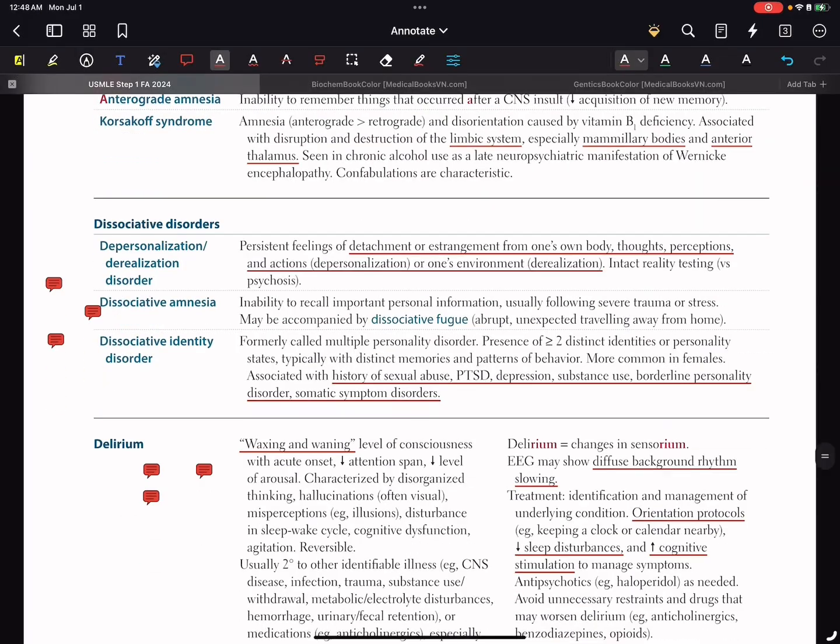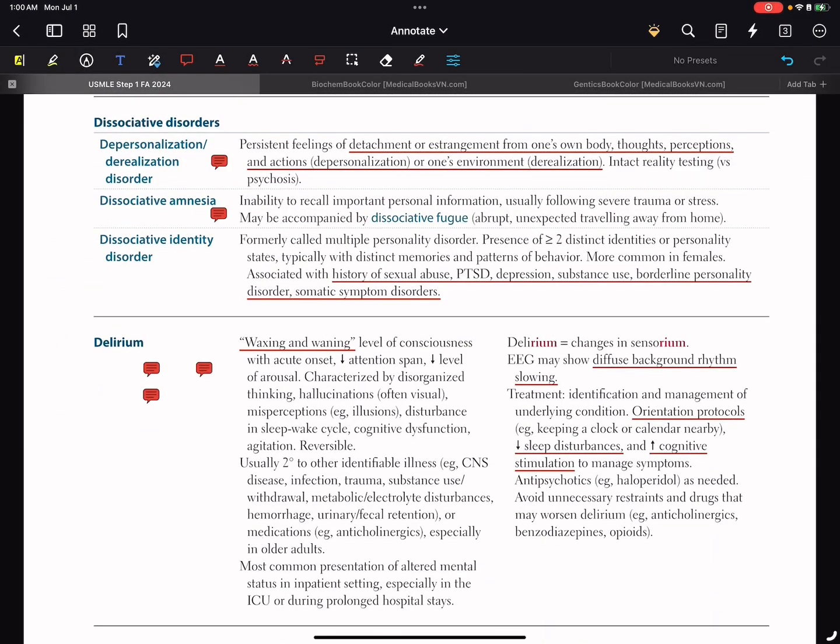So making up stories. Okay, dissociative disorders. We have depersonalization/derealization disorder: persistent feeling of detachment or estrangement from one's own body, thoughts, perceptions and actions, depersonalization, and from one's environment, derealization, with intact reality testing versus psychosis. So they'll tell you that a patient was suffering, like she zones out, and after her boyfriend's breakup she has been feeling like what is happening to her body is happening to someone else, and she's not aware of the surroundings. So this is depersonalization disorder.